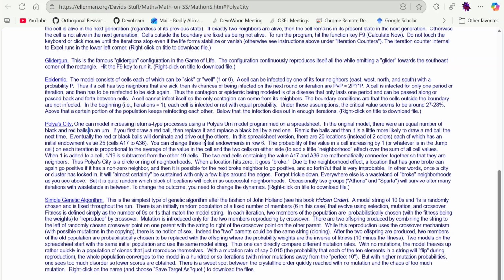And so this goes through Polya's urn and talks about sampling with replacement and how that works on a grid. So he plays this out on a grid. Polya's City is a circle or ring of neighborhoods. When a location hits 0, it goes broke. Due to the neighborhood effect, a location that has gone broke can again go positive if it has a non-zero neighbor, and then it is possible for the next broke neighbor to go positive, and so forth. Okay, so this is basically where you have these grids with sampling with replacement, and you get this structure across space, and he calls it Polya's City. Very interesting stuff.